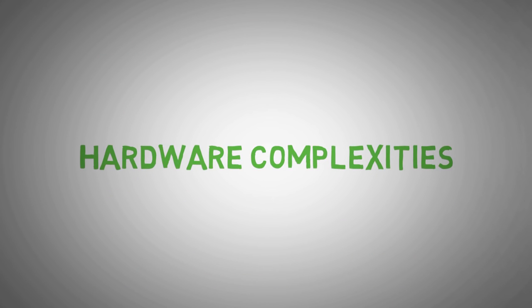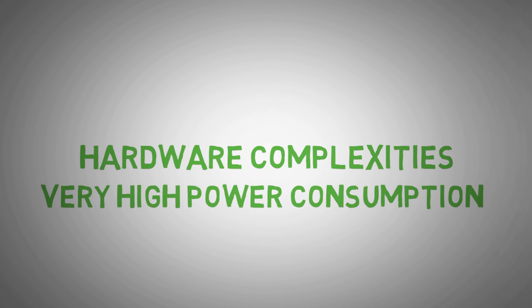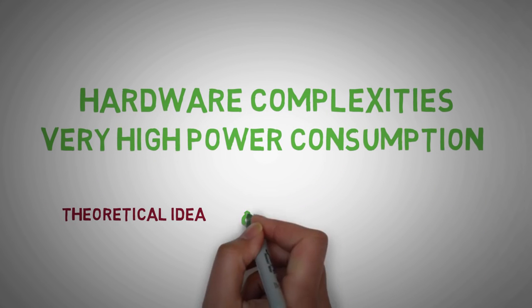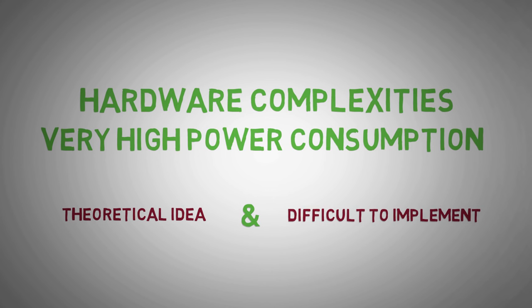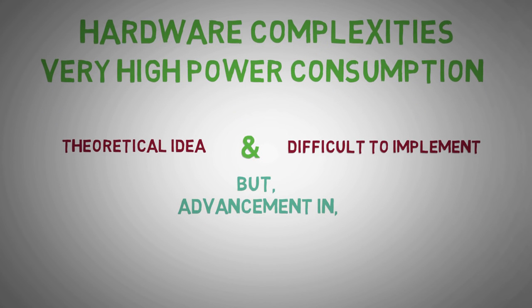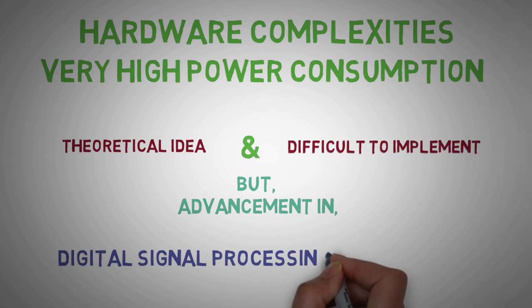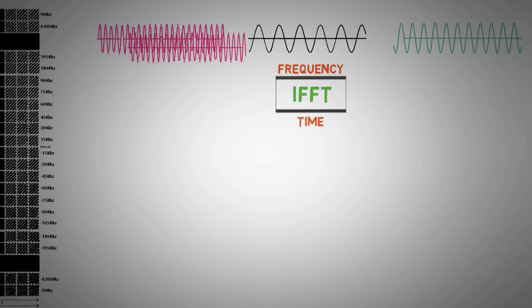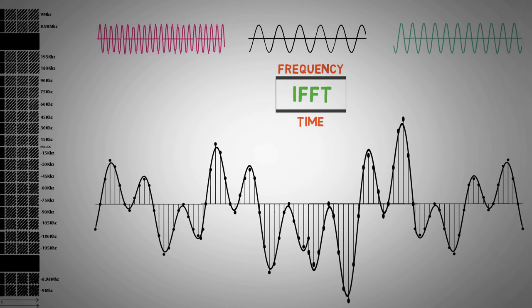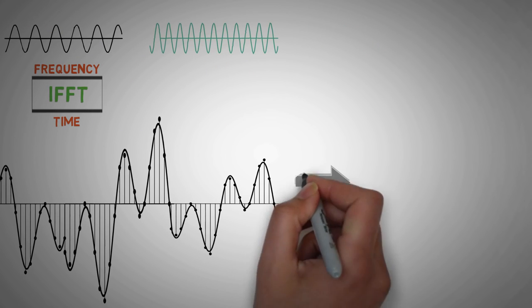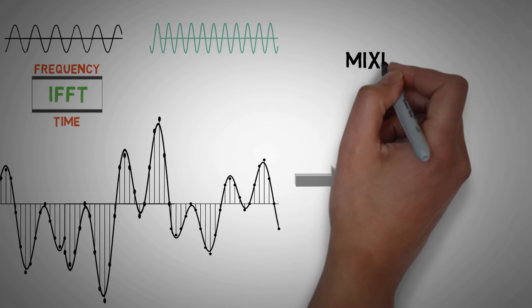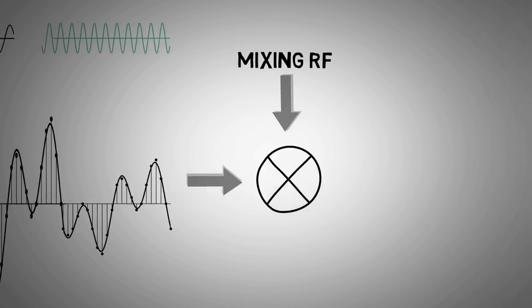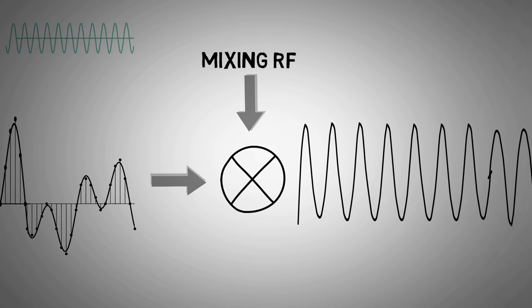The hardware complexity and sheer amount of power consumption would have left OFDM a theoretical idea, far from implementation. OFDM was made reality with the advent of digital signal processing techniques. So, instead of using 1200 oscillators, IFFT solves this problem by converting the parallel frequency domain signals into samples of a composite time domain signal, which are much easier to generate at the transmitter side. All we need to do is to send these time domain samples at radio frequencies.